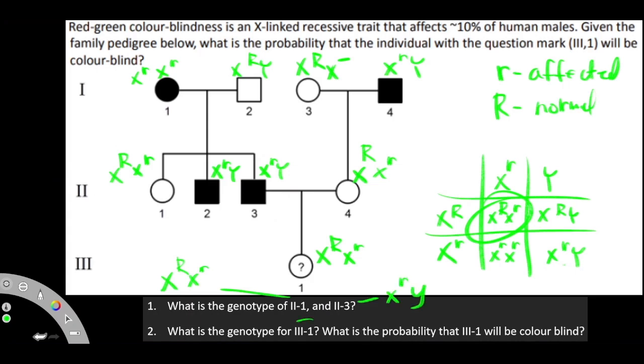What is the genotype for 3, 1? That's this one we figured out over here, right? It's heterozygous. X to the big R, X to the small r. Let's put this over here. X to the big R, X to the small r.